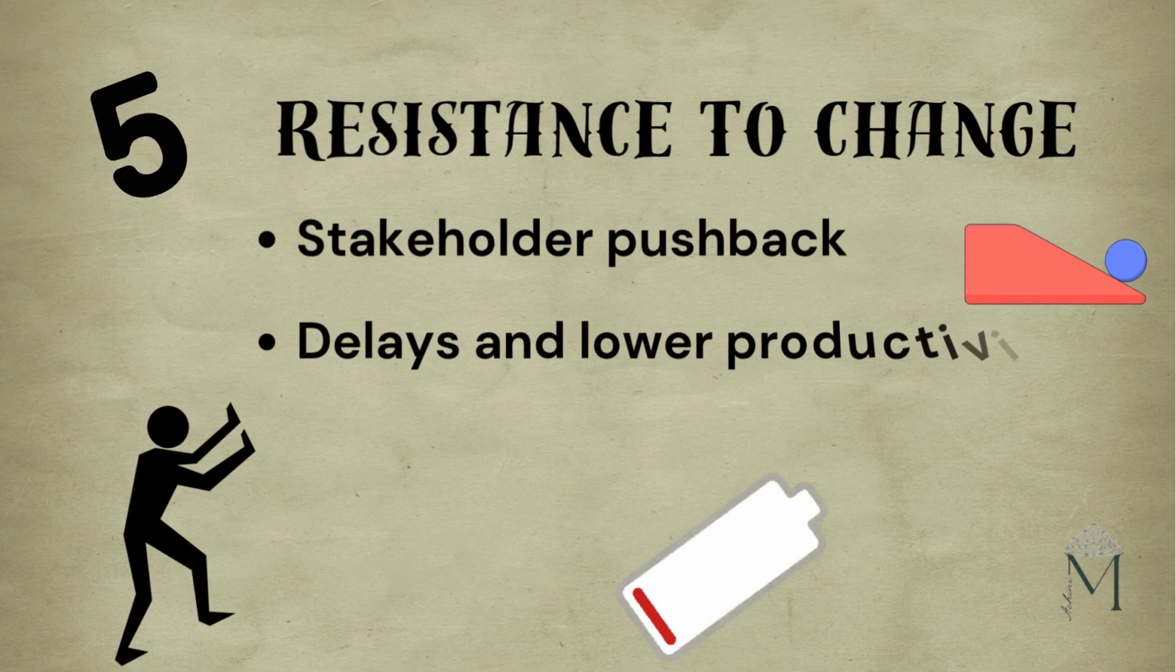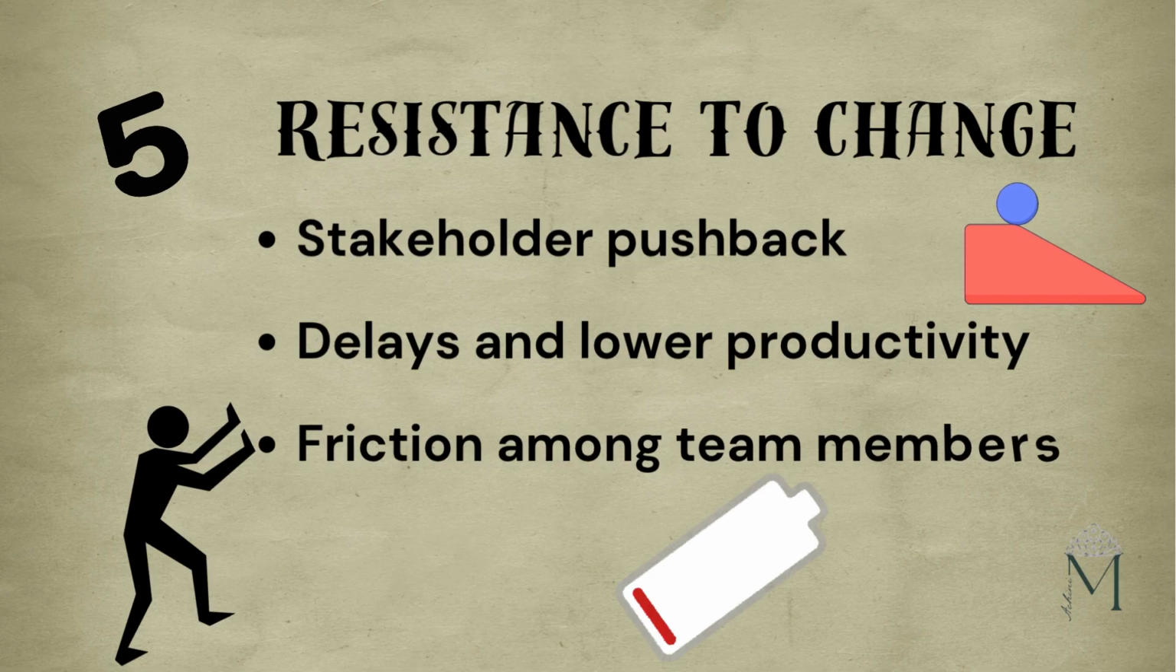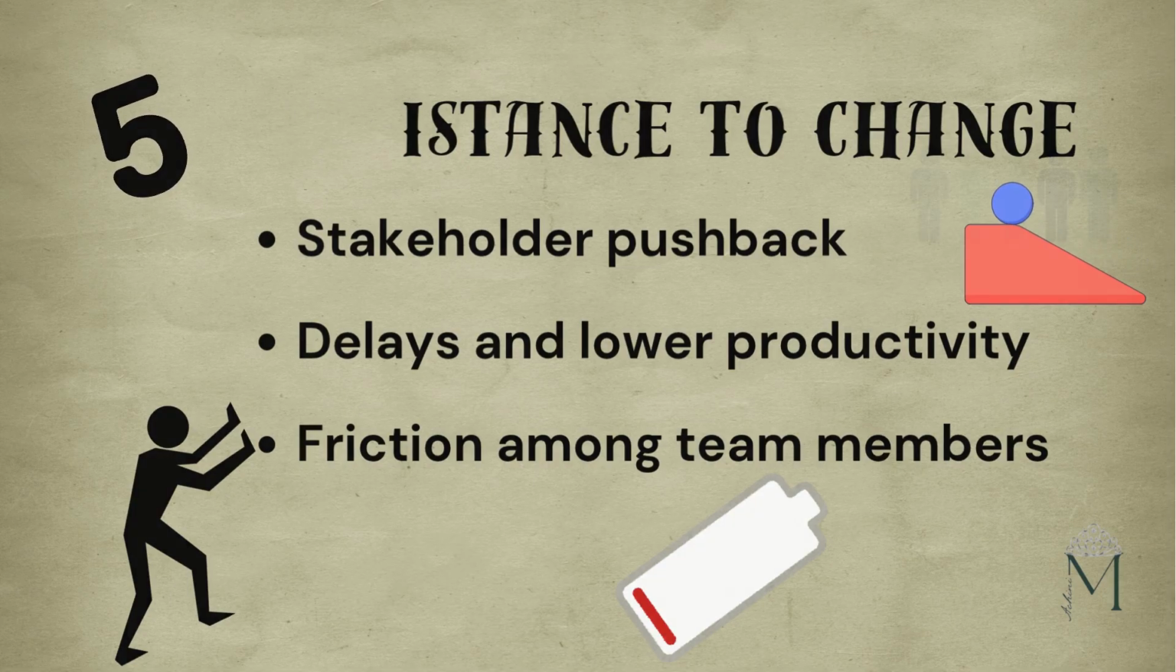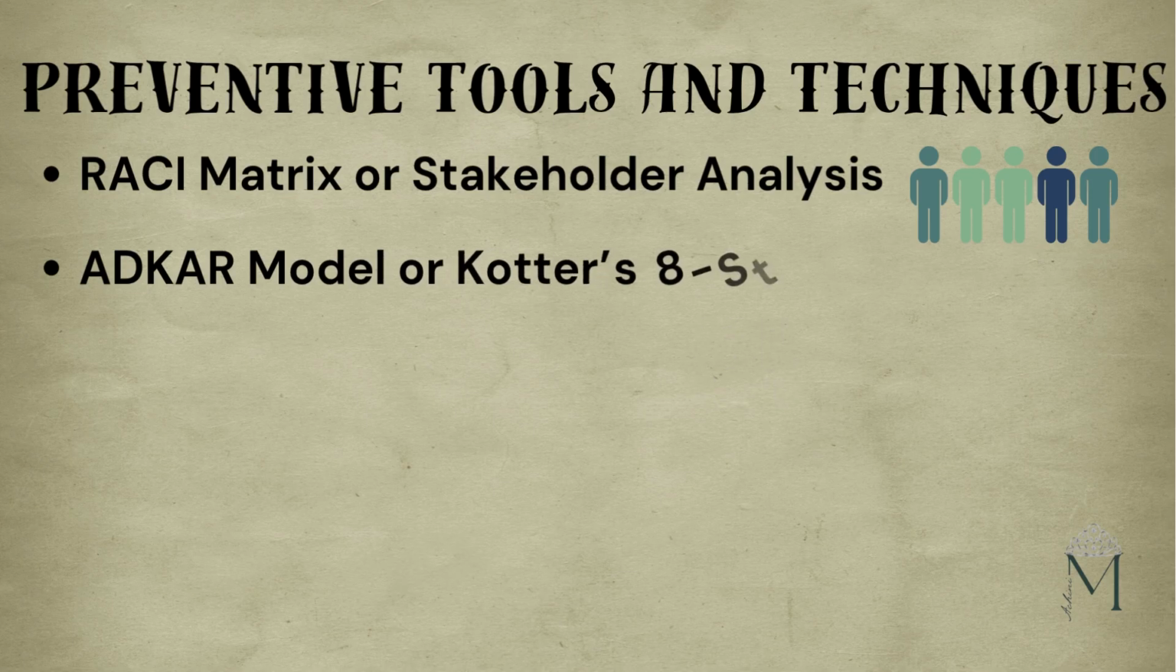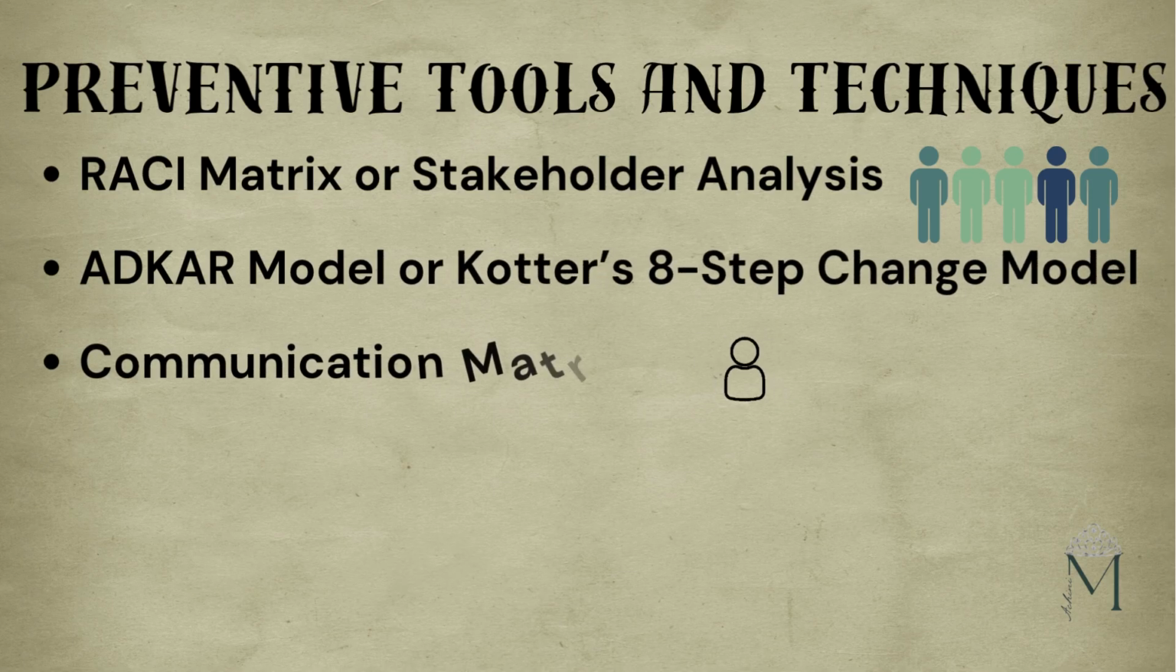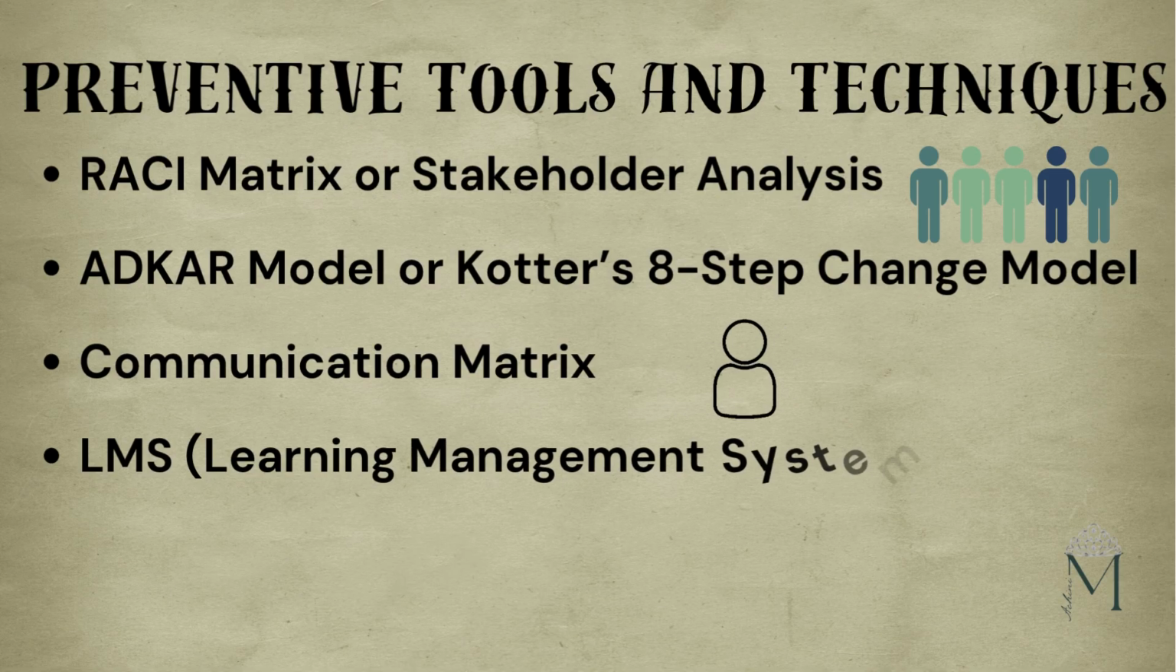Changes can trigger resistance, especially when it involves new tools or processes. For instance, your team may refuse to switch from spreadsheets to a new project tool, slowing down the progress. You can overcome the resistance to change by identifying your stakeholders.